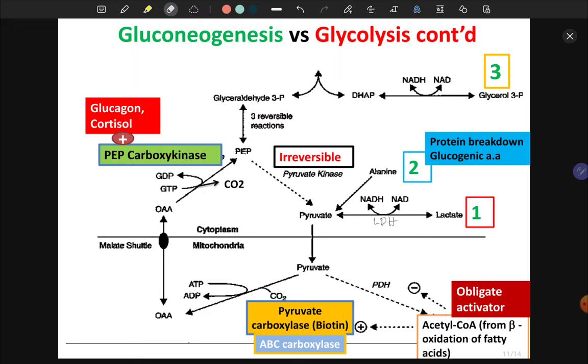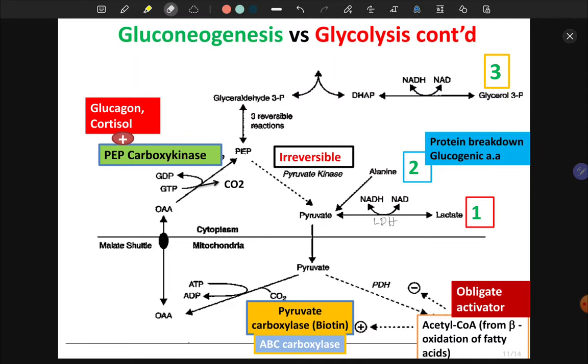The second source is alanine or glucogenic amino acids. The majority is alanine, okay? And the third source is glycerol 3-phosphate. As we said, this comes from triglyceride breakdown. Not triglyceride, it's a fatty acid, glycerol. Glycerol is the source of glucose in fasting or starvation.